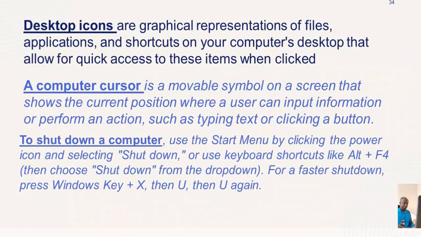Shut down a computer. Use the start menu by clicking the power icon and selecting shutdown, or use a keyboard shortcut like Alt and F4 and then choose shutdown from the drop down. For a faster shutdown, press Windows key plus X, then U again.